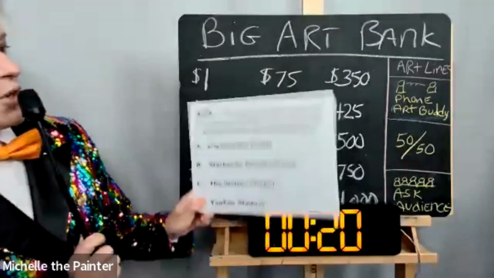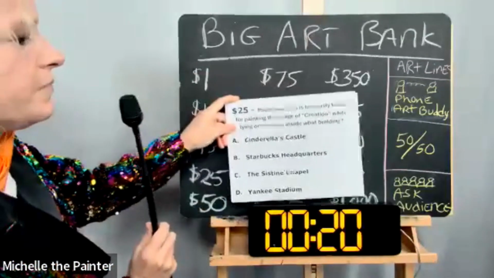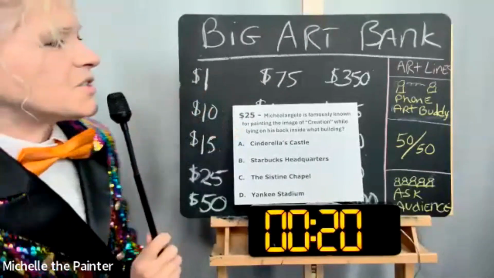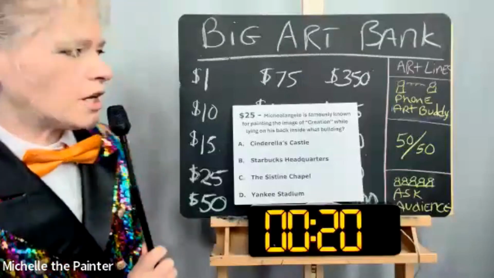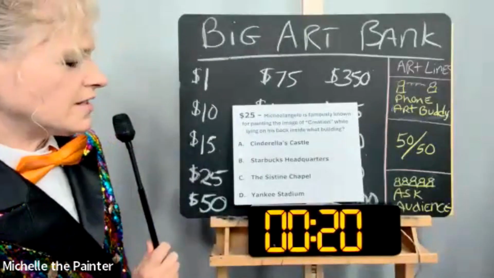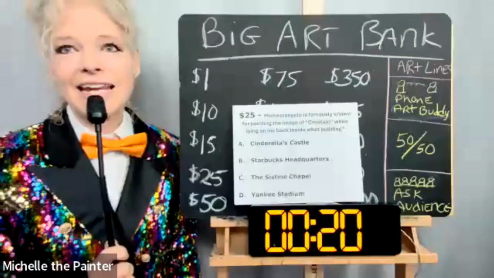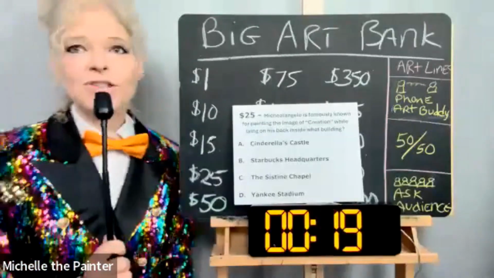So this $25 question is: Michelangelo, well, maybe I can just stick this right here. There we go. Michelangelo is famously known for painting the image of creation while lying on his back inside what building? A, Cinderella's castle. B, Starbucks headquarters. C, the Sistine Chapel. Or D, Yankee Stadium. You can now start answering. C, the Sistine Chapel. Very good.